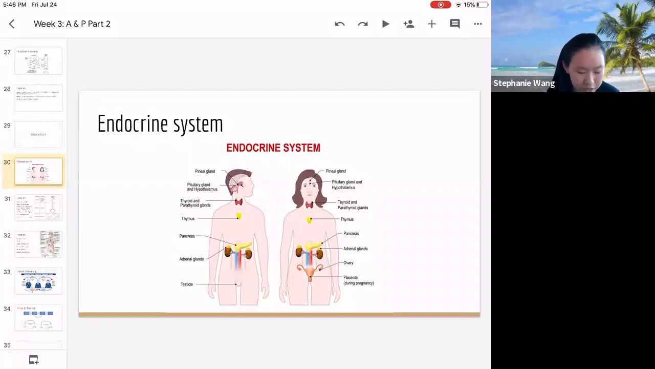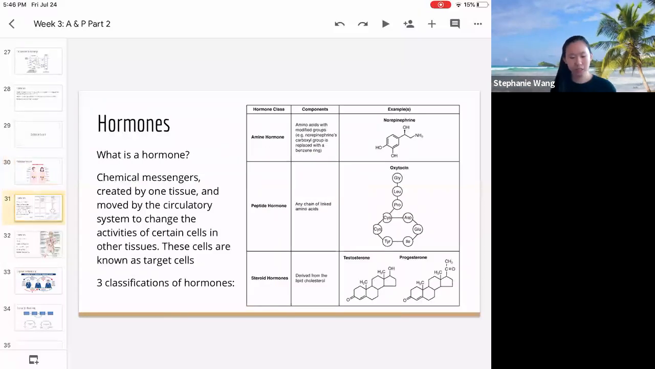Okay, moving on to hormones. So what is a hormone? Hormones are chemical messengers created by a tissue and moved by the circulatory system to change the activities of certain cells in other tissues. These cells are known as target cells.